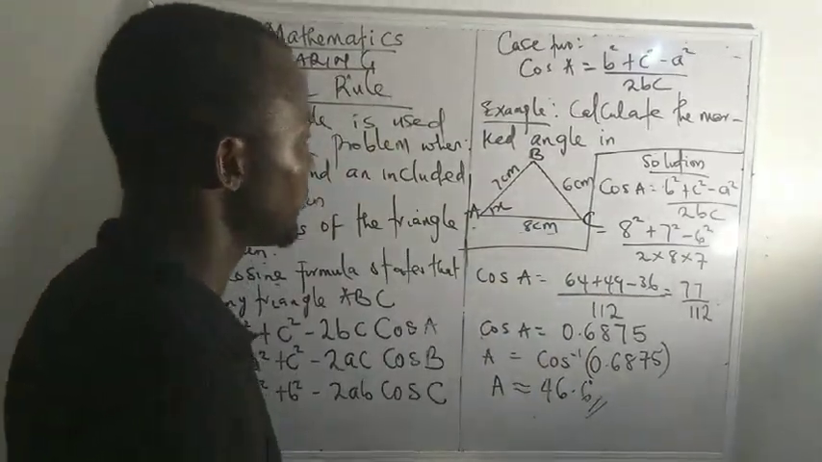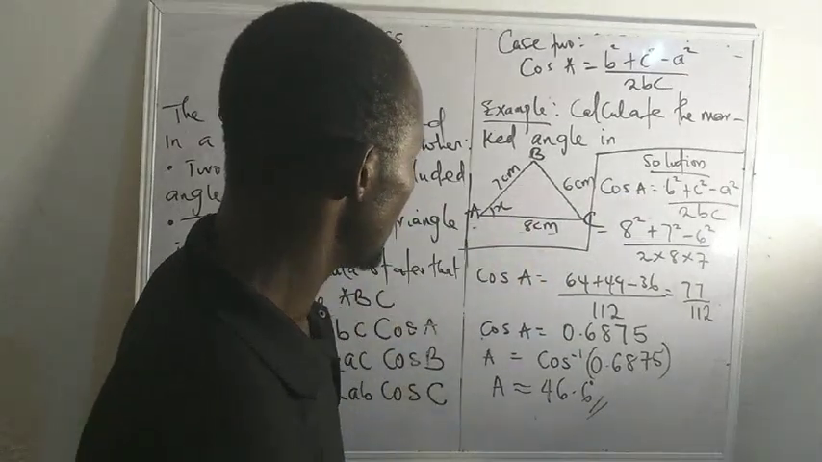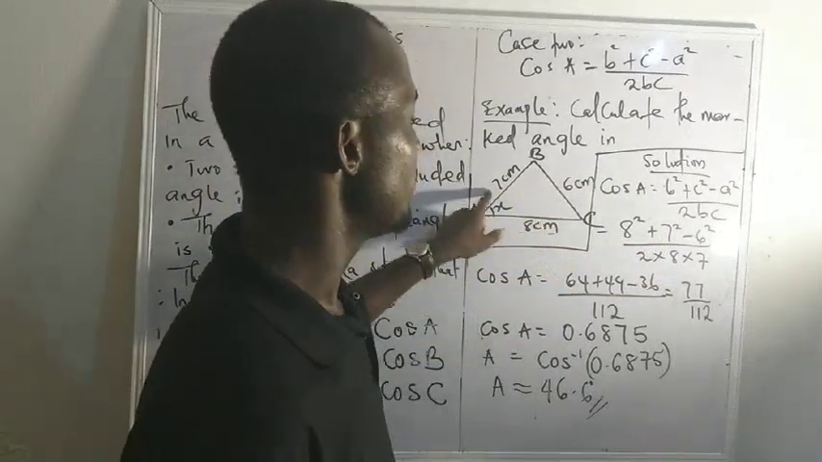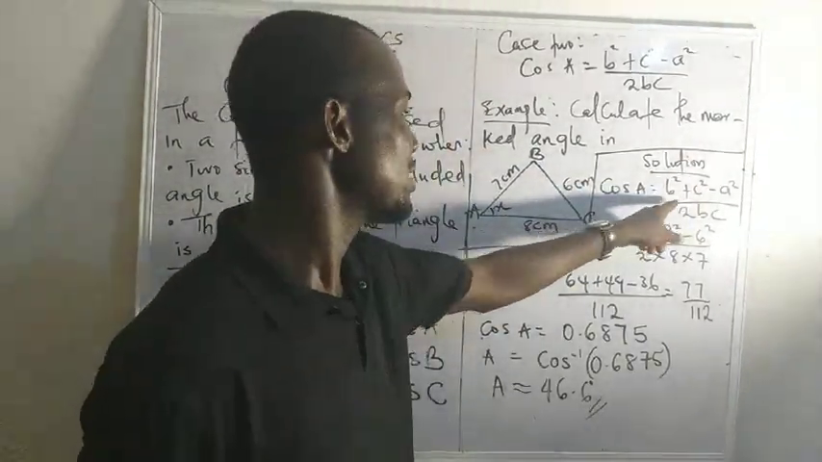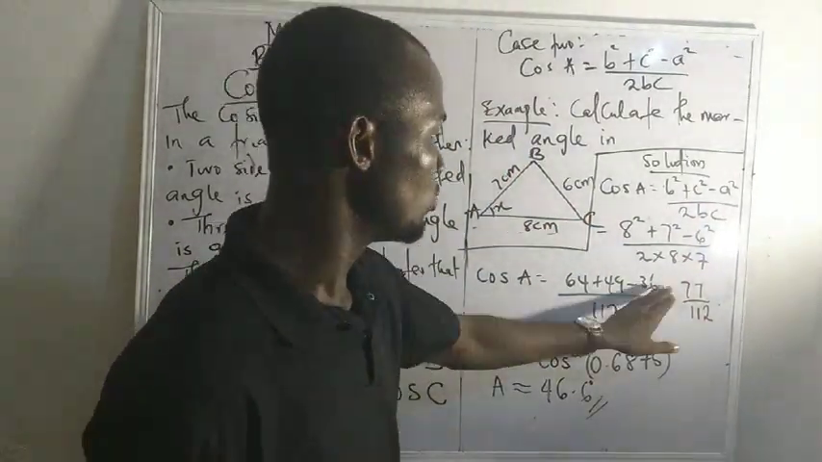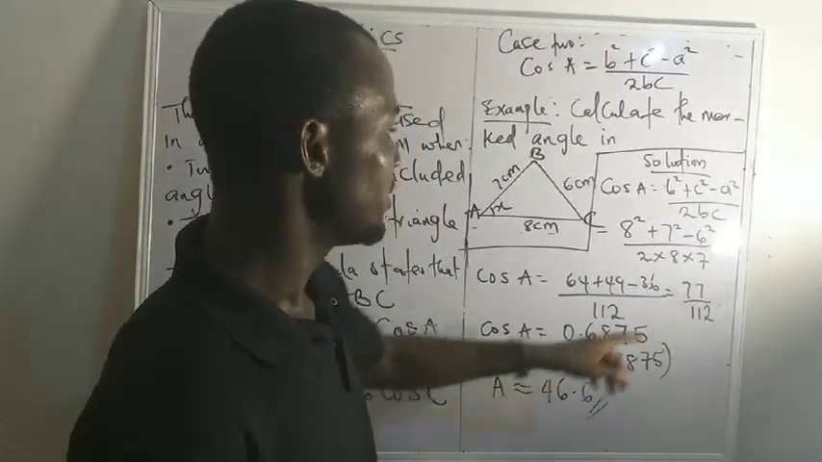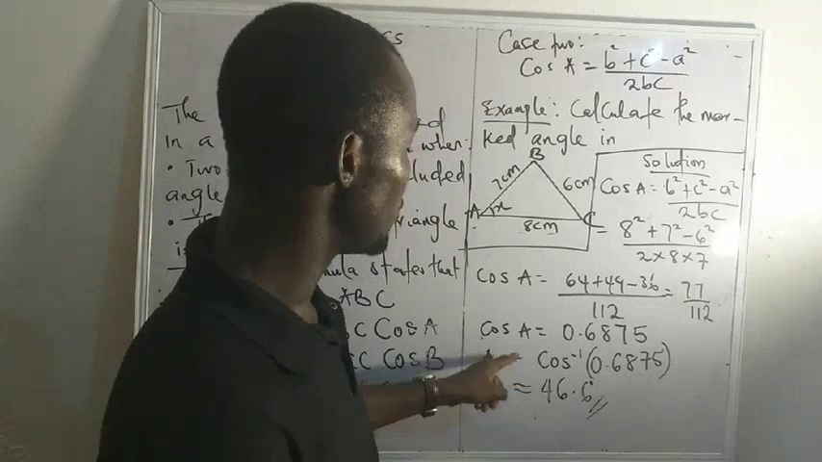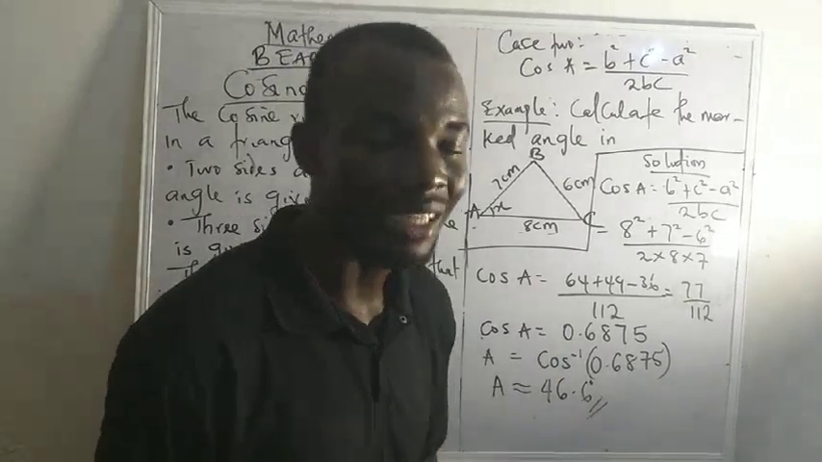I have cos A, which is the same thing as x. Cos A is the same thing as x: b square plus c square minus a square. So just depicting what each of these means in this particular place, and then you have this setup. By the time you simplify this, you are going to have 77 over 112. And then 77 over 112 gives us 0.6875. If you take the cos inverse of this number, you will get approximately 46.6 degrees.